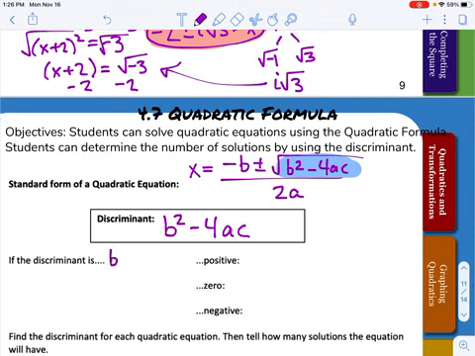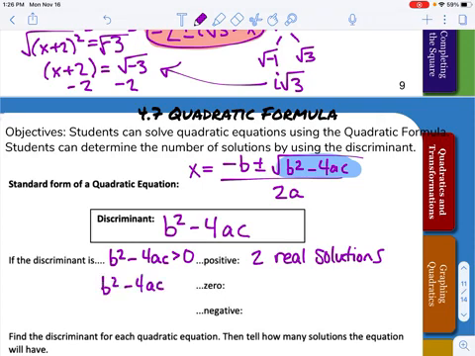So if our b squared minus 4ac is greater than 0, that just means positive, we have two real solutions. Could also say we have two zeros. That just means we have two x-intercepts, it crosses the graph in two spots. If b squared minus 4ac is equal to 0, then we have one real solution, or one x-intercept, or one zero.